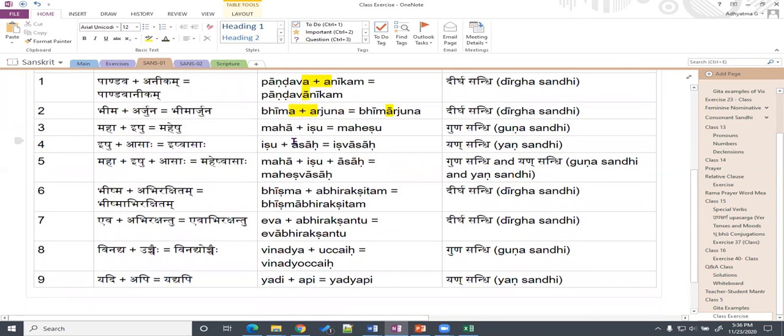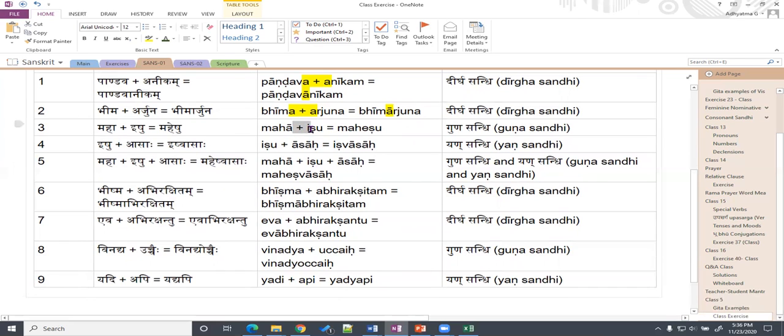And Maha Ishu. So Ishu is arrow. And actually the total word here, I have split it into two parts, but the total word is Maheshwasaha. So this has been split into two sandhis, Maha plus Ishu. Maha means great, Ishu means arrow.